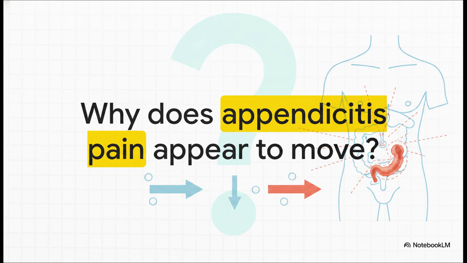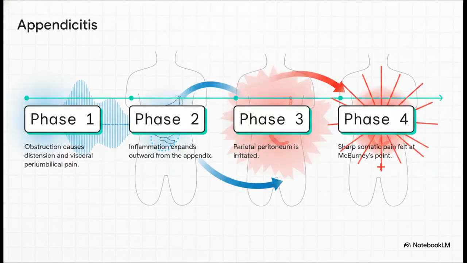Now let's apply this to a classic medical puzzle: acute appendicitis. Why do patients almost always say the pain starts near their belly button, but then a few hours later, it seems to move to the lower right side? Here's the secret. The pain doesn't physically move at all. It starts with an obstruction in the appendix. That triggers our blue-coded visceral pain, which the brain perceives as that dull midline ache we just talked about.